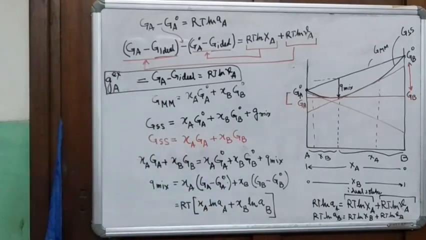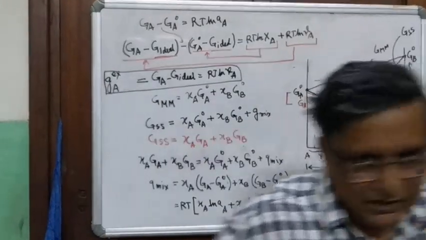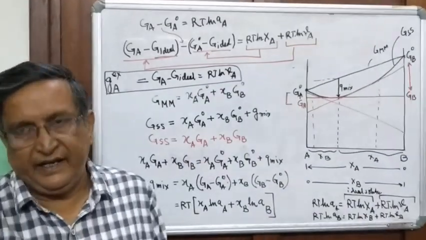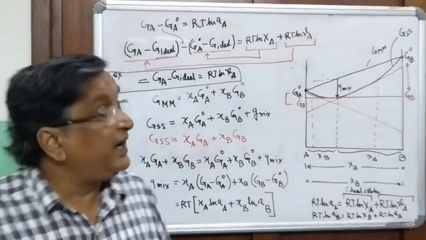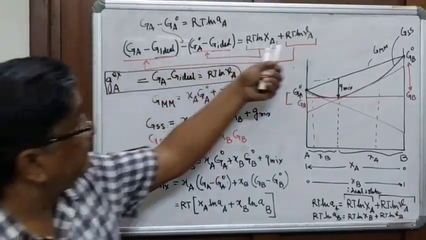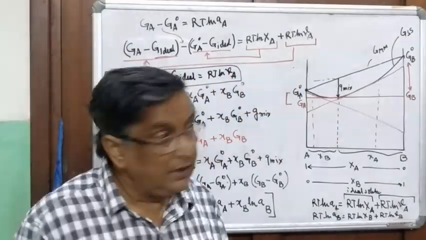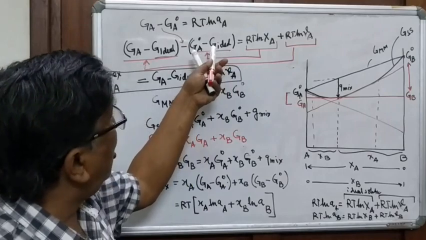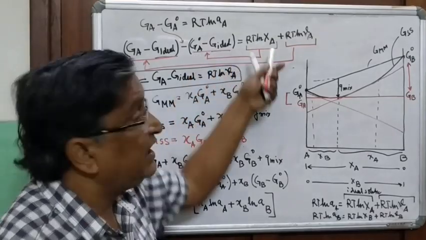This is the excess term. This is more than ideal. This is over and above the ideal. But it could be negative depending on gamma. If gamma is less than 1, this term will be negative. If gamma is more than 1, this term will be positive. But this term will always be negative, because it's RT ln XA.